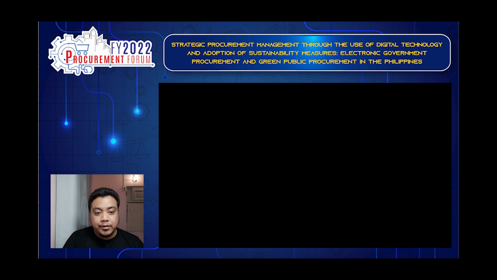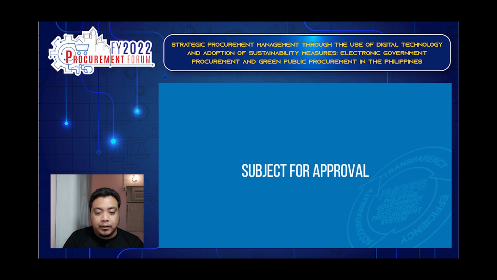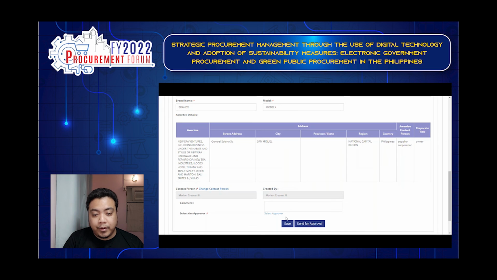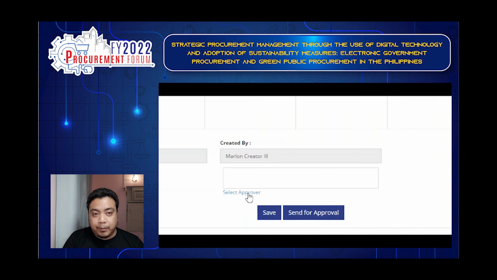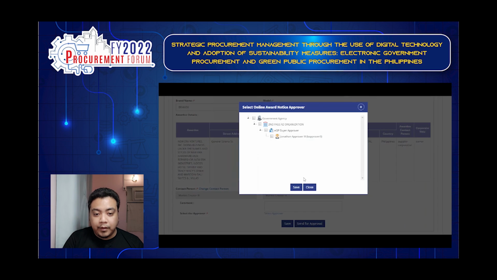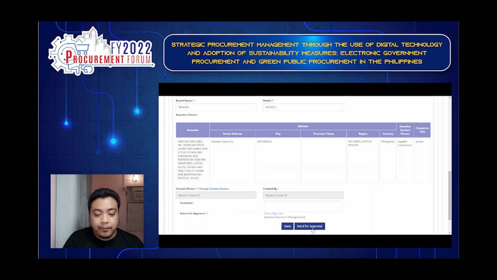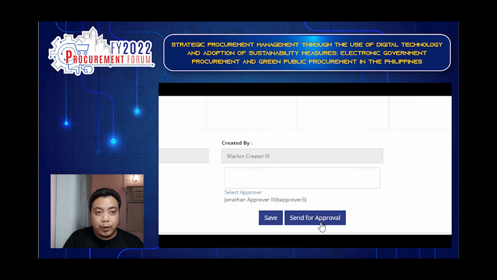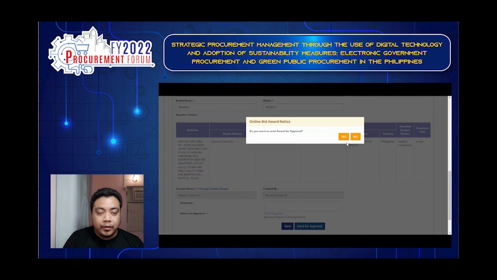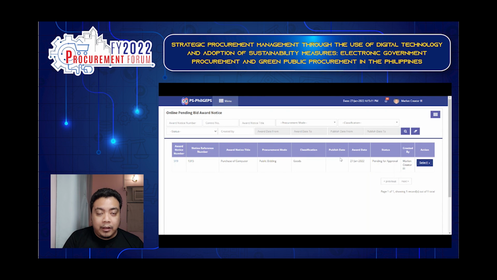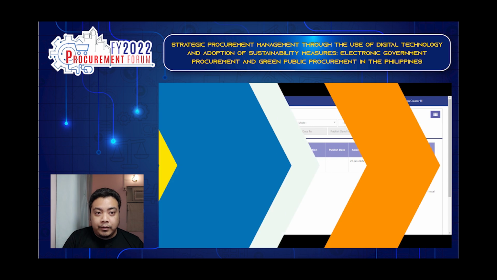So afterwards, it requires approval by the approver. So select an approver, then click save, and then click send for approval. So the approver will be notified that there will be an award.